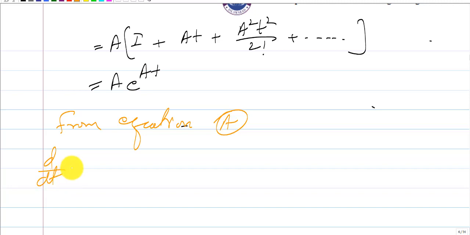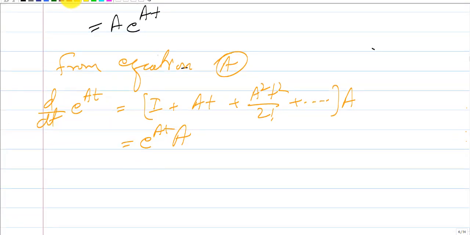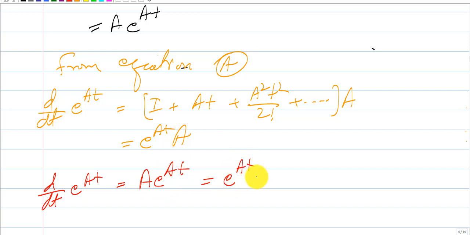d by dt of e raised power at can be written as, if you just take this A outside on the right side, what we will get again here is e raised power at times A. So what that actually means is that if we pre-multiply this transition matrix with A, or post-multiply this transition matrix with A, both terms will be the same. So in short, we can write d by dt of e raised power at is simply equal to A e raised power at, which is equal to e raised power at times A.